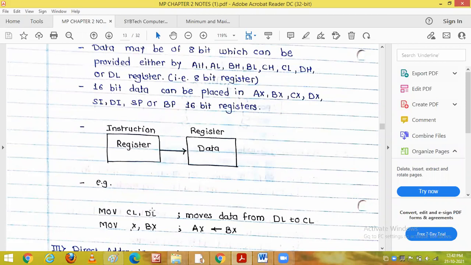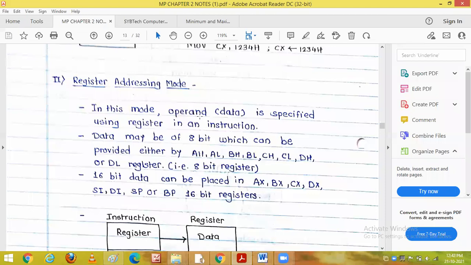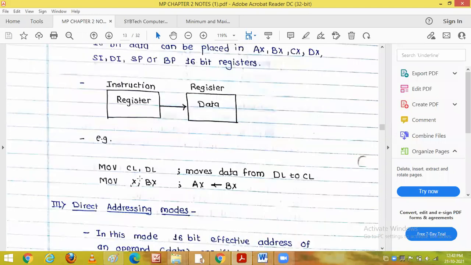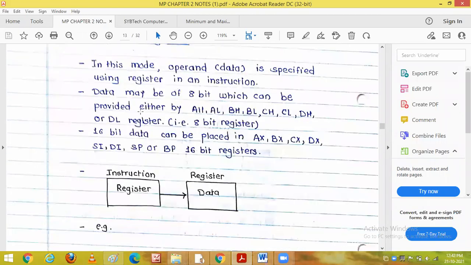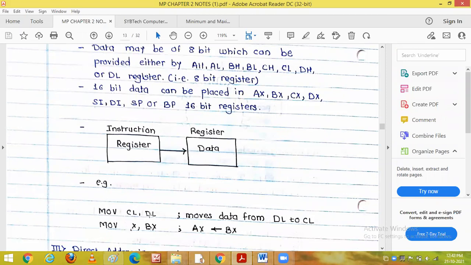So entirely we are using registers. That is what we say is register addressing mode. In this, the operand is specified using the register, and the data may be 8-bit or 16-bit provided by any kind of register: AH, AL, BH, BL, CH, whatever register you take. But in my case, I have taken CL and DL. Okay, this CL I select, and DL I select.